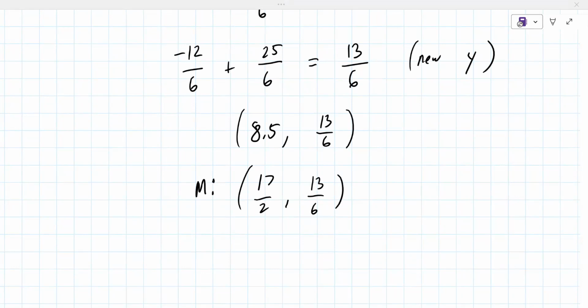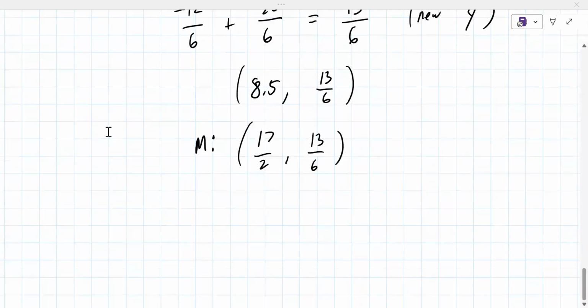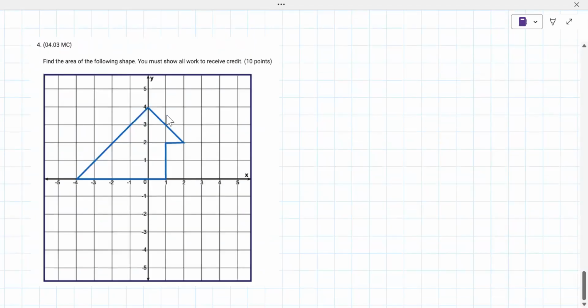All right, let me put the next one in the chat. All right, the next one's in the chat. Find the area of the following shape. You must show all work to receive credit.